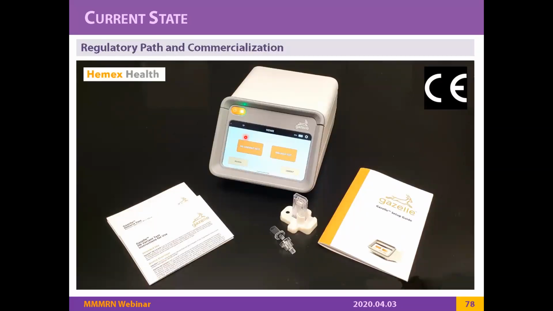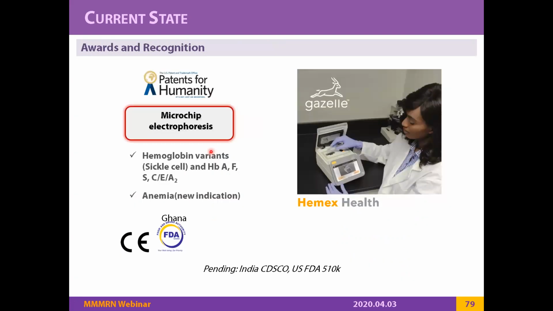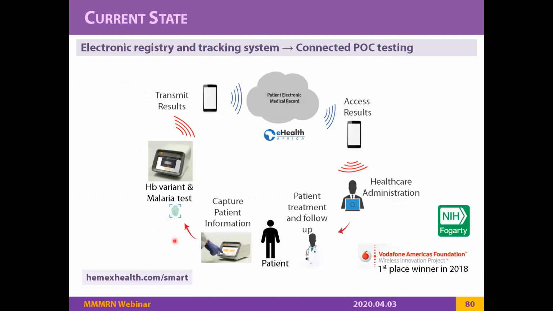So the technology also got regulatory clearance from a lot of parts of the world. We already got clearance in Europe, and also in India. So we can actually start distributing the technology there to be implemented in the real world, so the doctors and clinicians can implement that for diagnosis of sickle cell disease. So here are some of the awards and recognition. The technology has been recognized as an honorable mention for the Patents for Humanity by the US government. And we have received a number of regulatory approvals to implement this in the real world.